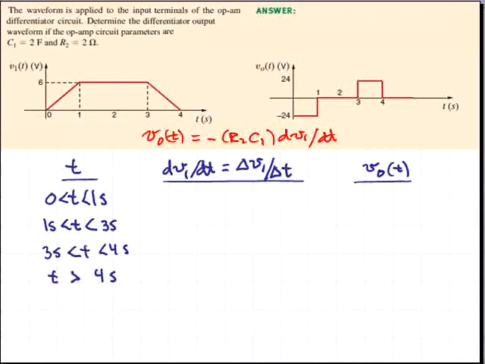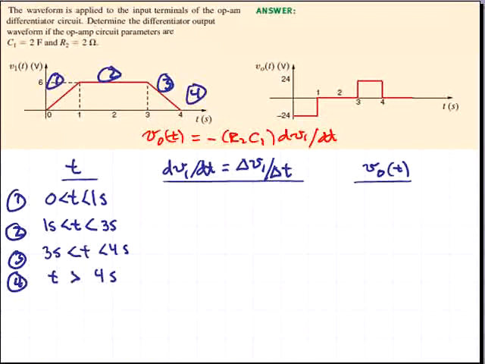So we'll begin by breaking the input waveform up into segments, and we'll number these 1, 2, 3, and 4. Here we have the time intervals for those segments. First we wish to determine the derivatives or the slopes in each of those segments. Since this is a nice piecewise linear shape, we can just do the rise divided by the run for each segment to obtain that slope.